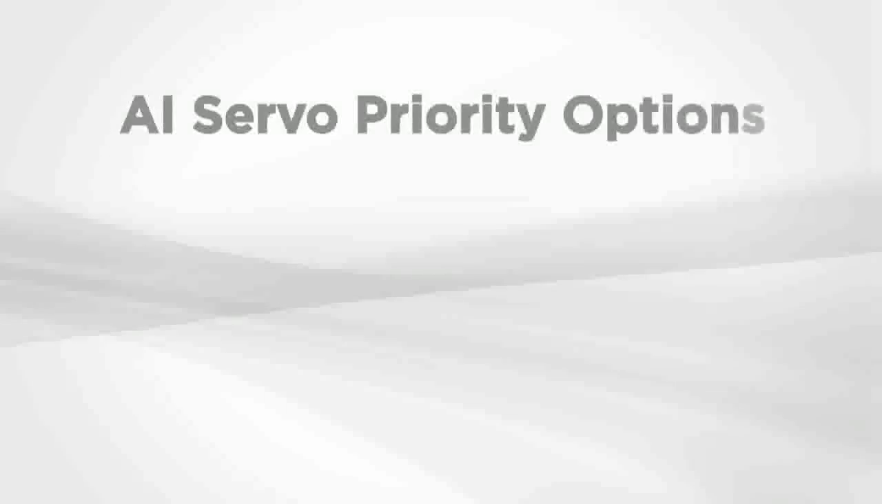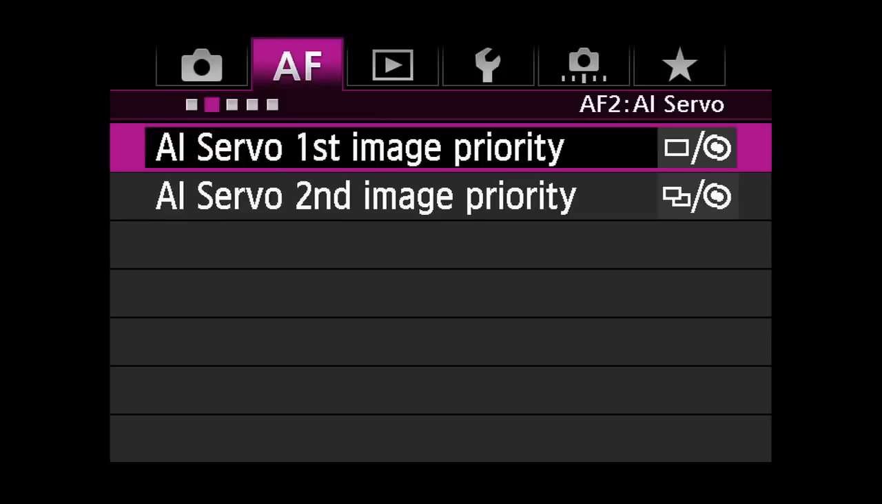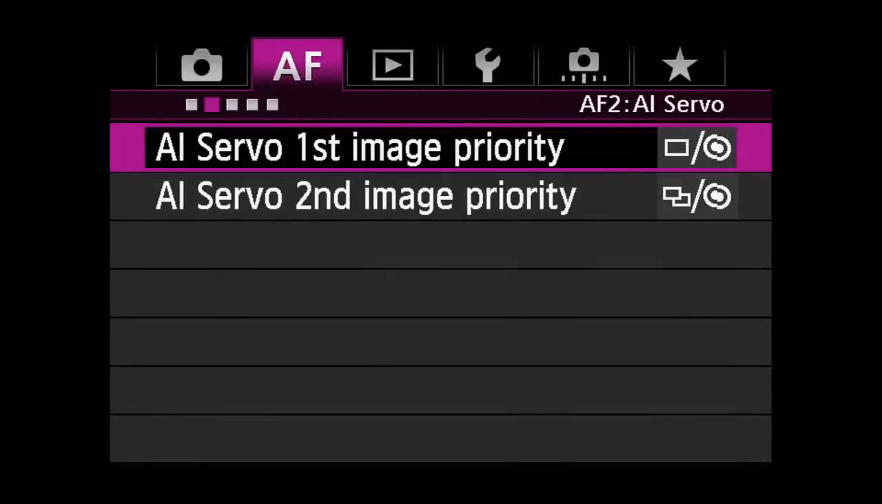The AF configuration tool isn't the only way to fine-tune the 61-point AF system. The priority settings further tailor the system for the way you want to shoot. These are in the second AF menu. AI Servo First Image Priority. This feature allows you to customize the response of the camera for the first picture.